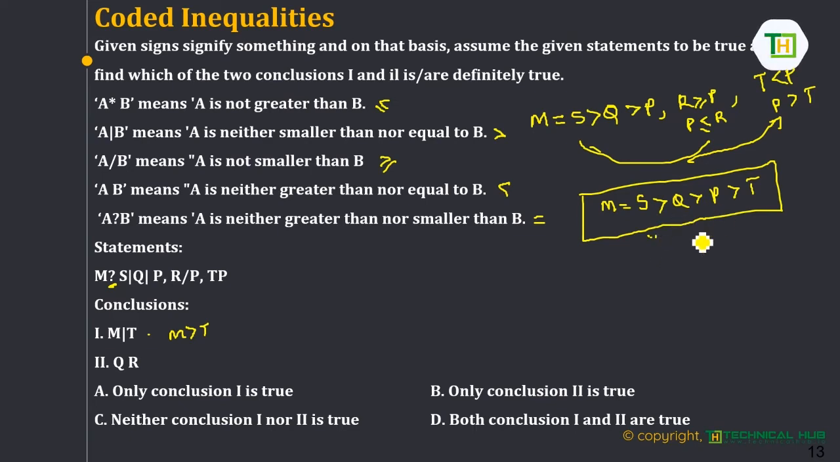So all are greater than, taken as the greater than symbol. M is equal to S, so S replaces M: M greater than Q, Q greater than P, and P greater than T. So directly M greater than T. All greater than symbols are taken as greater than. All equals to symbols are taken as greater than or equals to. If one is greater than or equals to and one is greater than, in this case also it is taken as the greater than symbol.